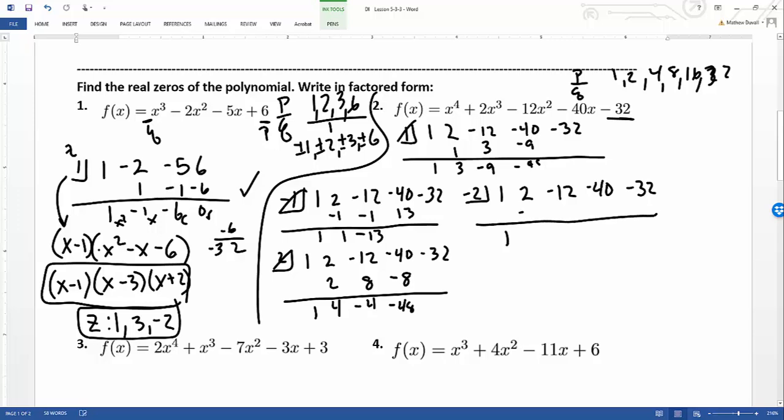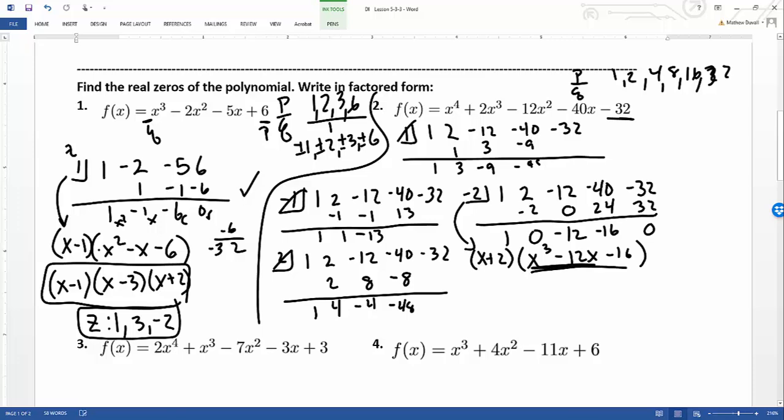Add straight down, multiply, add, multiply, add, multiply, add, multiply, add. That worked. So that means that it's now x plus 2, right? Because this is that right there, what I just divided by. And I'm left with x cubed minus 12x minus 16.